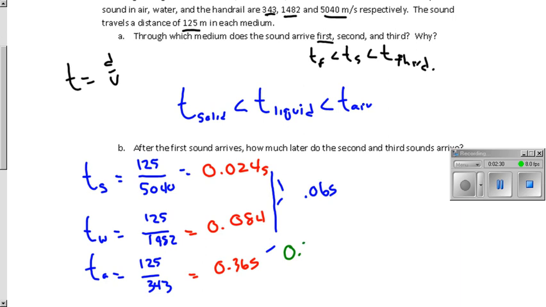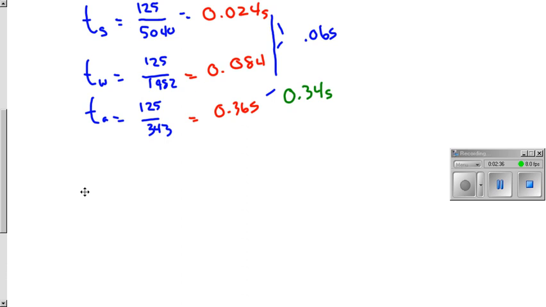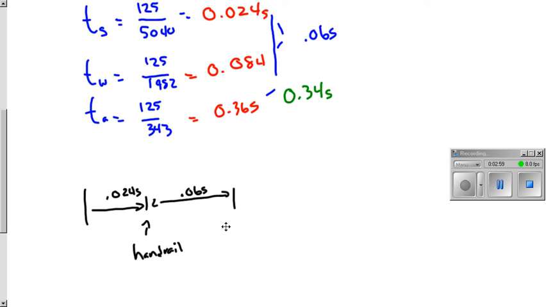This is 0.34 seconds. Okay, so the timeline would look something like this. The explosion occurs, and then 0.024 seconds later, we get the explosion heard through the handrail. Another 0.06 seconds, so here's the handrail. Another 0.06 seconds here, and we get the water. And then over here we have another 0.28 seconds here, and then we hear it through the air.